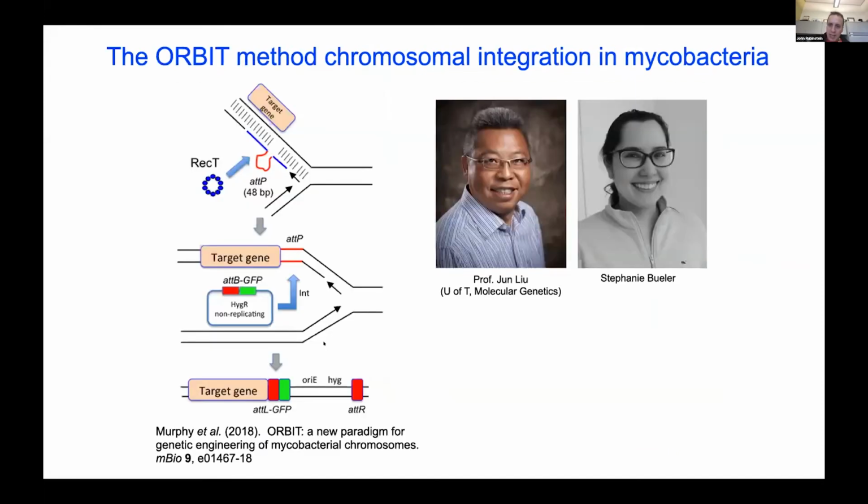So instead, what we did is talk to a colleague at the University of Toronto, Jun Liu, who's an expert in mycobacterial biology and genetics. We wanted to tag the endogenous mycobacterial ATP synthase in M. smegmatis, but we didn't really know how until we talked to Jun. And he recommended this ORBIT protocol for introducing tags into the chromosomal DNA of the M. smegmatis.